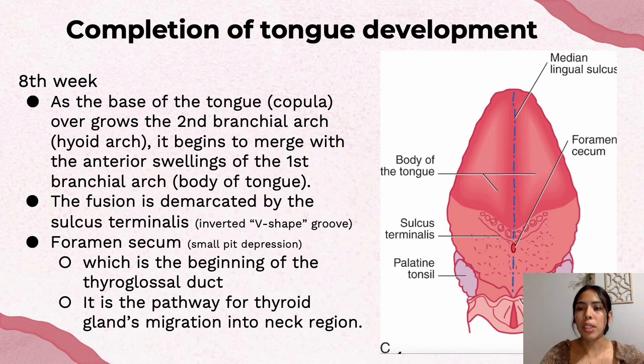It's pointing towards the foramen cecum, a small pit depression, which is the beginning of the thyroglossal duct, and it is a pathway for the thyroid gland to migrate into the neck region. The fusion, we can see here also, the fusion of the two lateral swellings is demarcated by a median lingual sulcus. And this is how the tongue is developed.